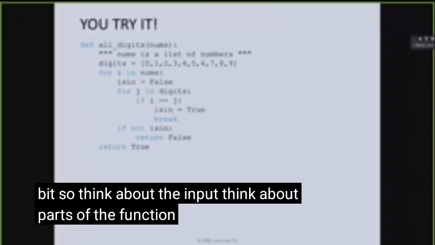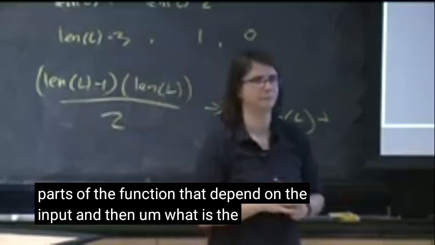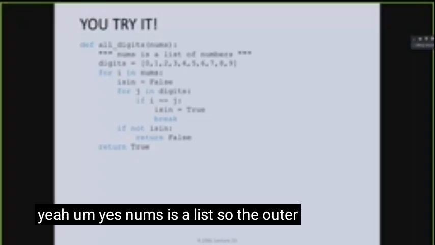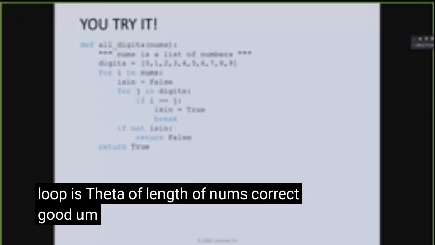So think about the input, think about parts of the function that depend on the input, and then what is the complexity? Okay, what's the outer loop theta of? Yes, nums is a list, so the outer loop is theta of length of nums, correct. Good. What's the inner loop theta of?